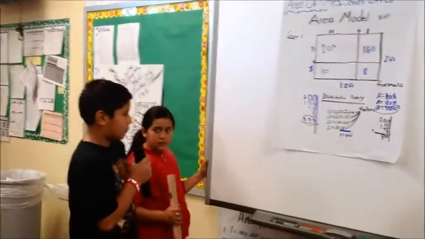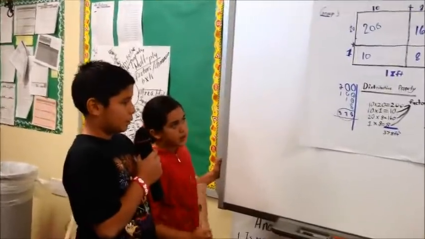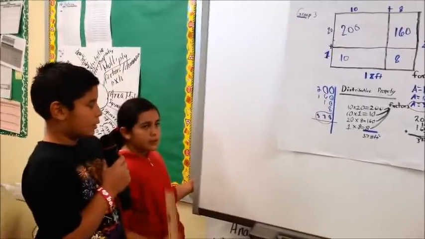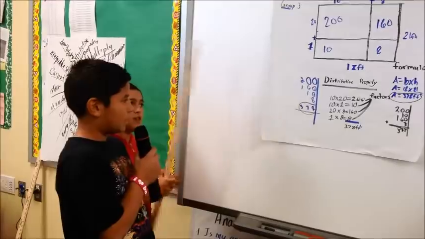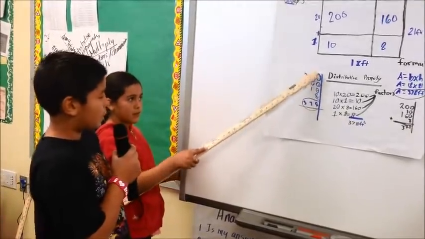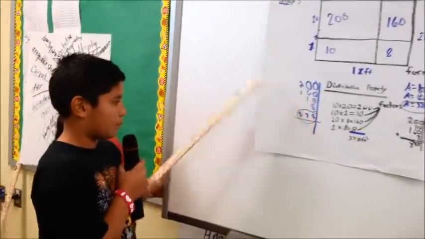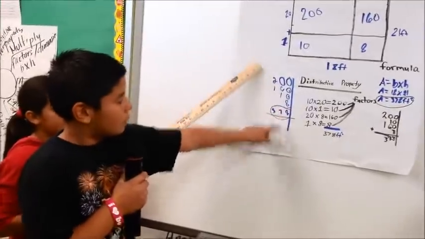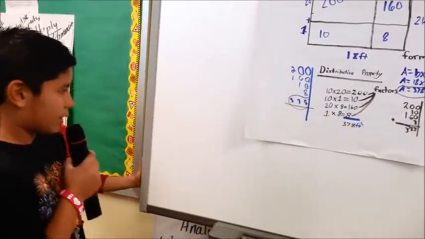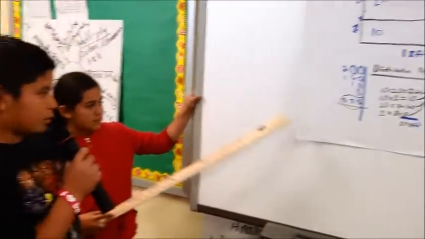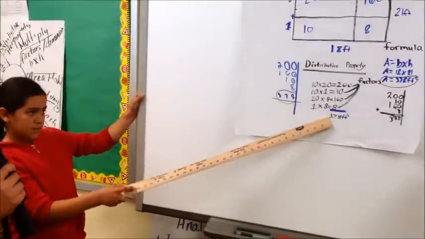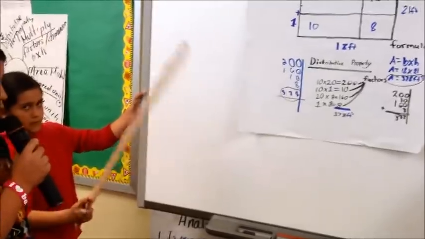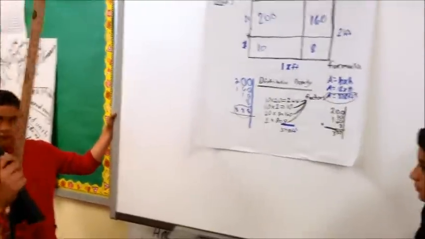Now I'm going to align my partial products. Which ones are your partial products? Can you point to them? Okay, good. Thank you. Then I'm going to add it up, and it gives me 378 square feet. Now I want to pass it to my friend Alexa, and she's going to explain the formula.